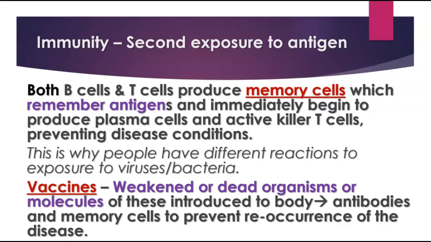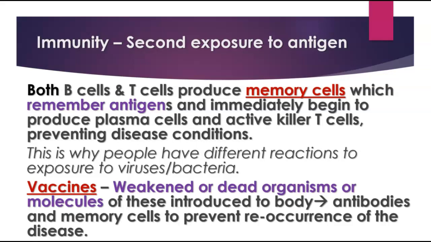Vaccines work by producing memory cells, okay? Vaccines are weakened or dead organisms or molecules of those that we introduce to the body, and they elicit the production of antibodies and memory cells to prevent the reoccurrence of that disease. We'll talk a little bit more about vaccines in another part of notes coming up after this one.